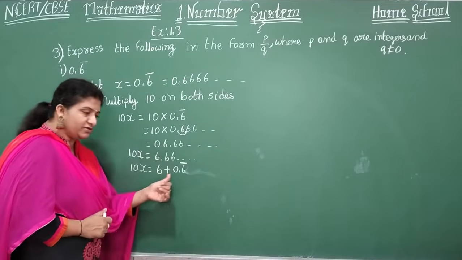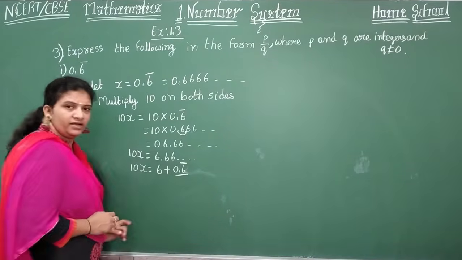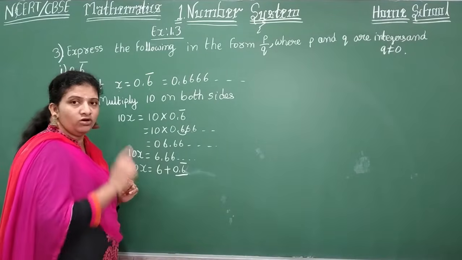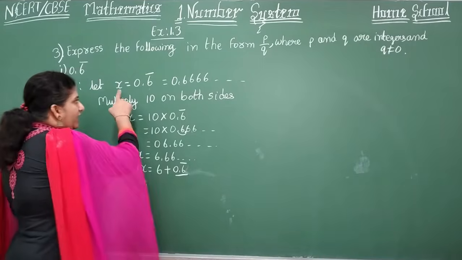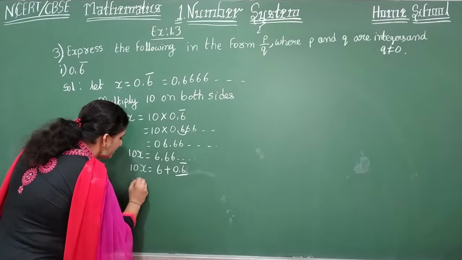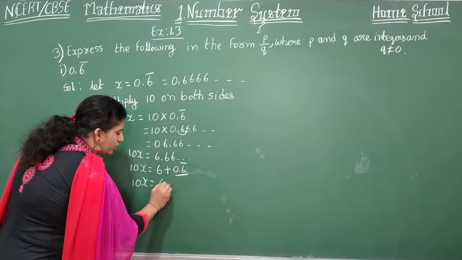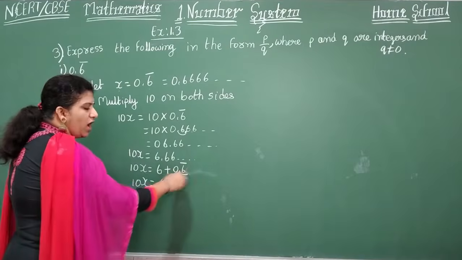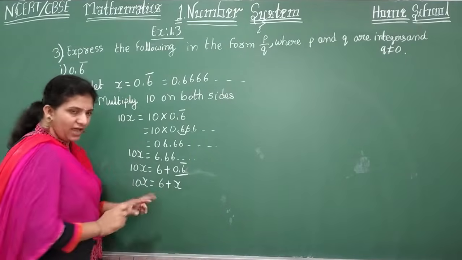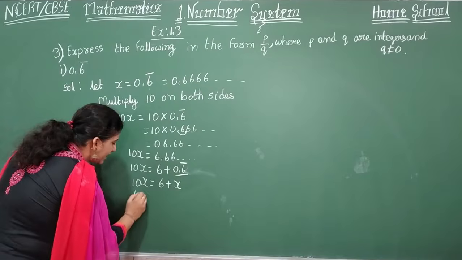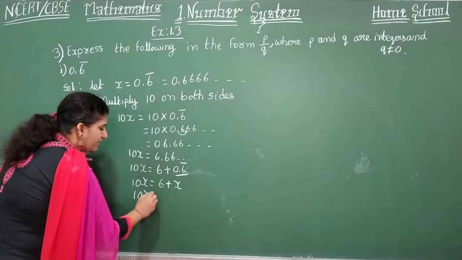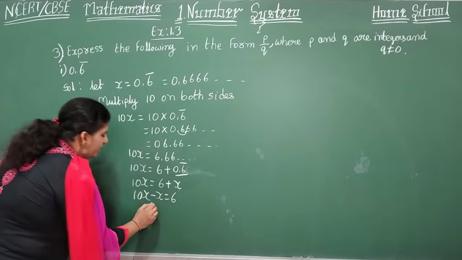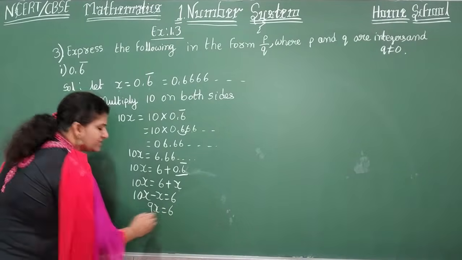Now this again you split. What is this, children? Yes, what is this one here? x is equal to 0.6 bar. So let us substitute this x here. That is 10x is equal to 6 plus x. Yes or no? This value is what? It is nothing but x. Now bring this x this side. 10x, if it comes at this side, minus x. 10x minus x will be 9x is equal to 6.